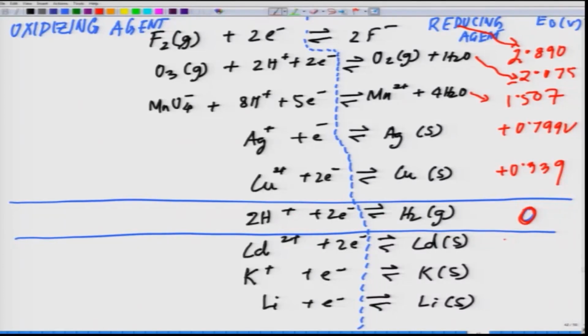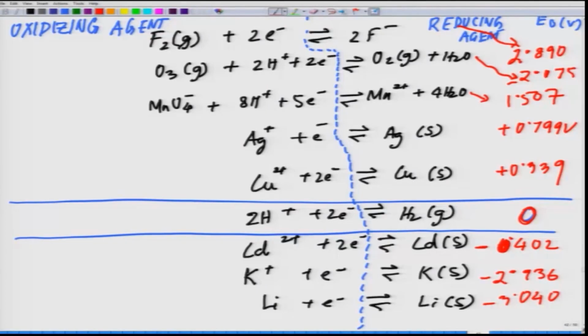Now, if you go below hydrogen, this is where you are falling. Cadmium minus 0.402, potassium minus 2.936, lithium minus 3.040.